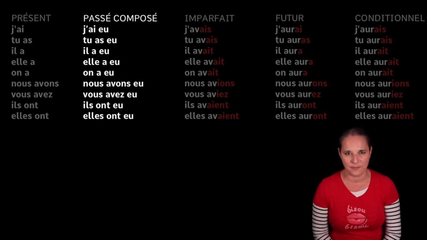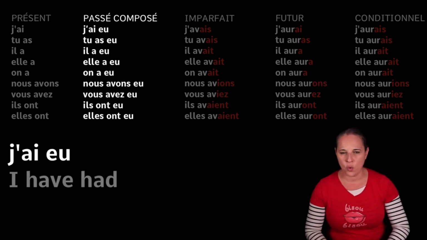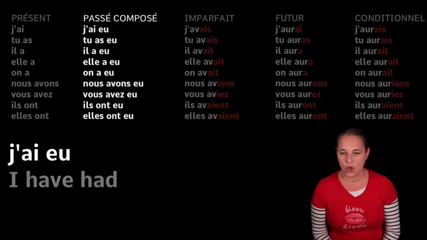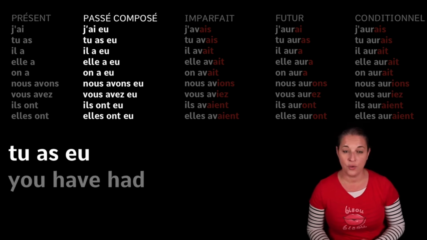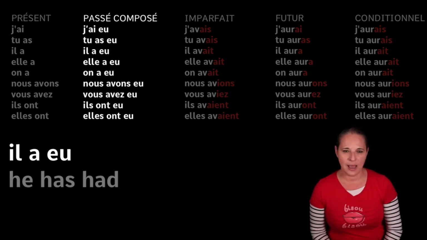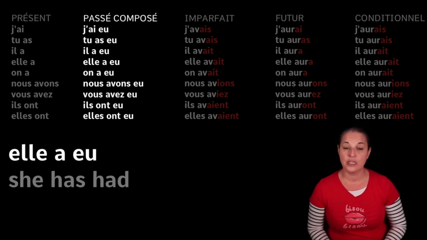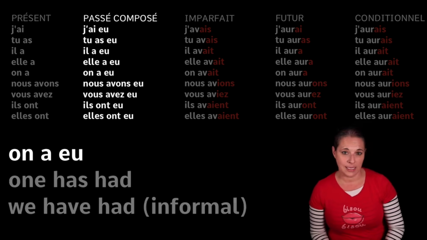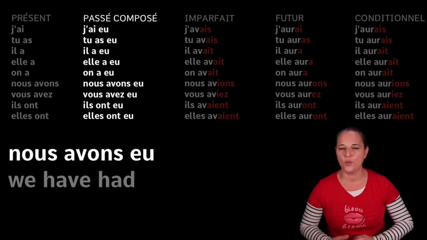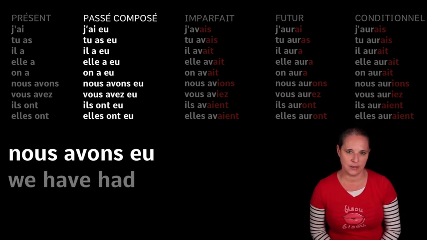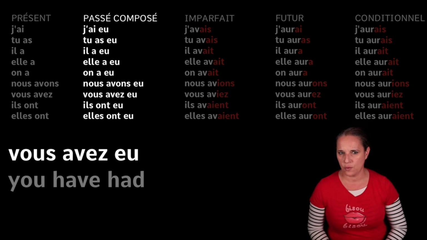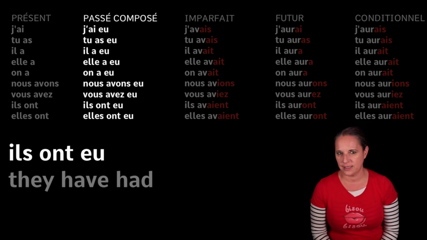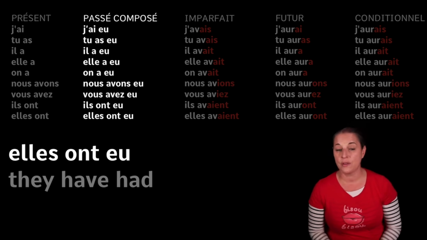It looks like this. J'ai eu, I have had. Tu as eu, you have had. Il a eu, he has had. Elle a eu, she has had. On a eu, one has had. Nous avons eu, we have had. Vous avez eu, you have had. Ils ont eu, they have had. Elles ont eu, they have had.